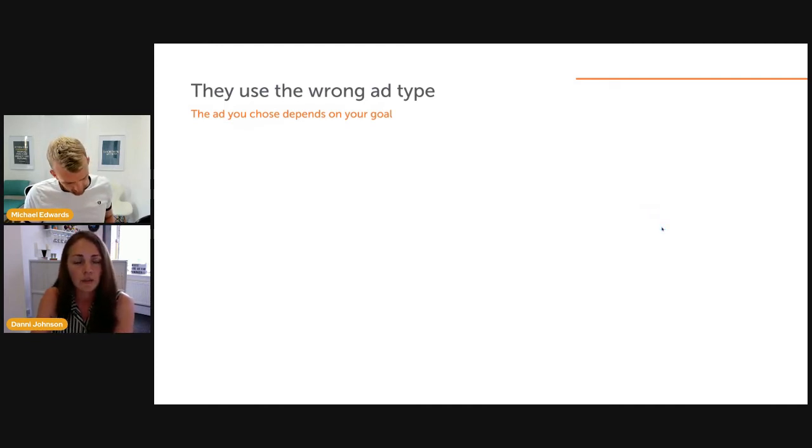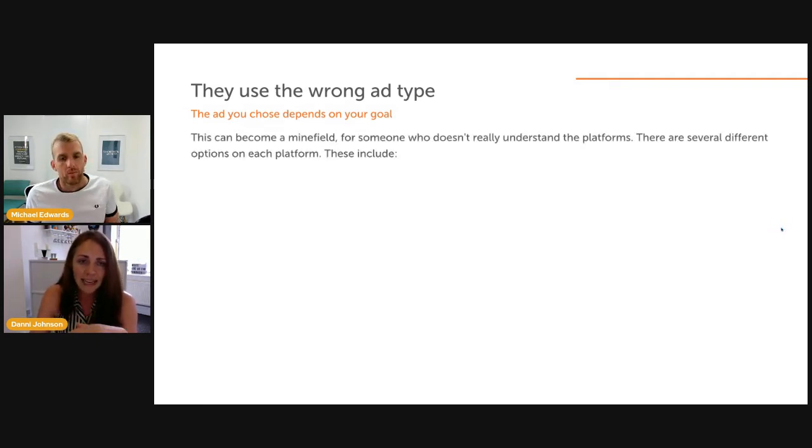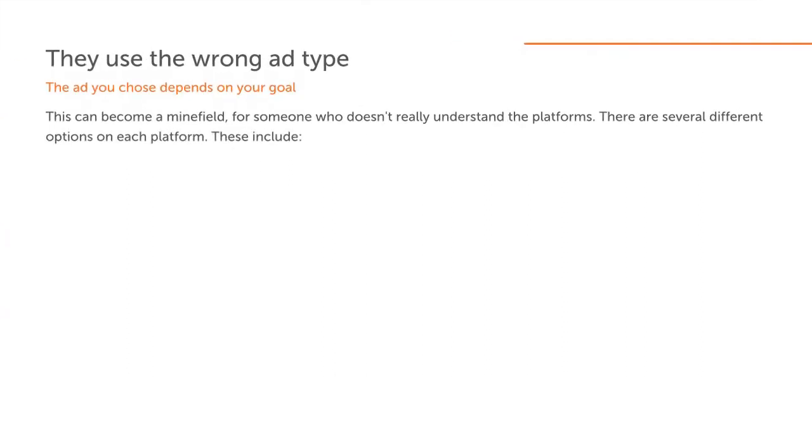They use the wrong ad type, and this happens a lot. There are so many different formats, and of course every platform is different as well. So it really does depend on your goal, and the platforms are quite good at helping you with this. They will suggest what they think is best from what you're trying to achieve. But just be mindful of what you want them to do in terms of choosing the ads. If you're wanting them to download something, go somewhere, or just watch something, there are different versions. So it can be a minefield for someone who doesn't really understand the platforms.